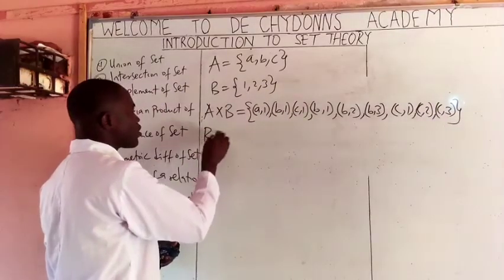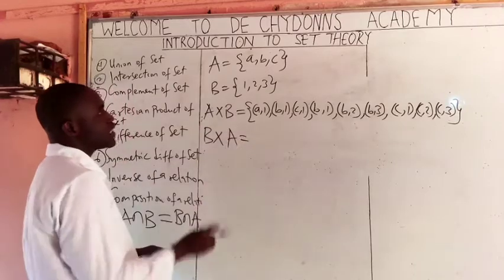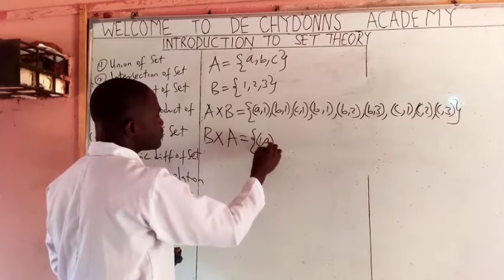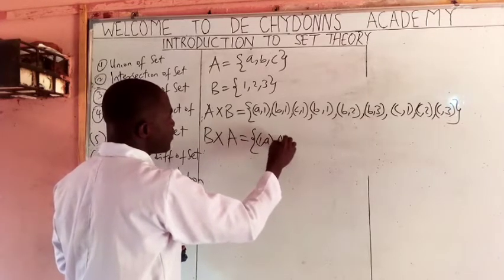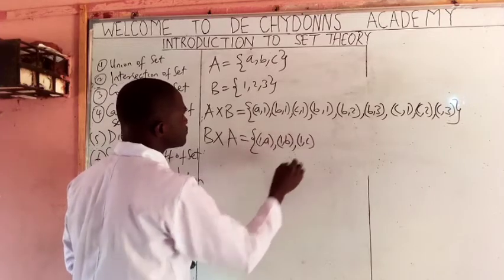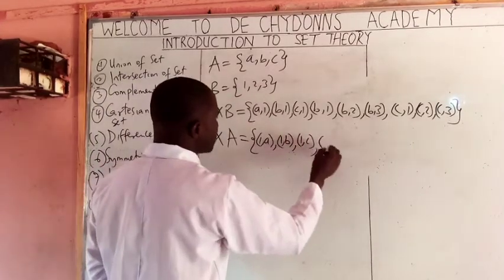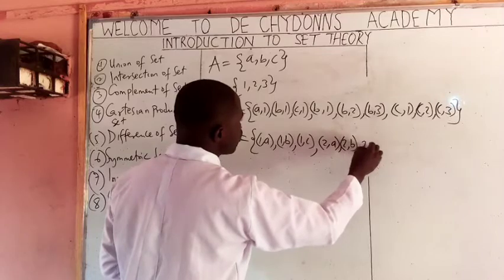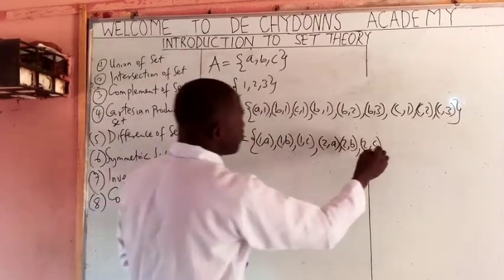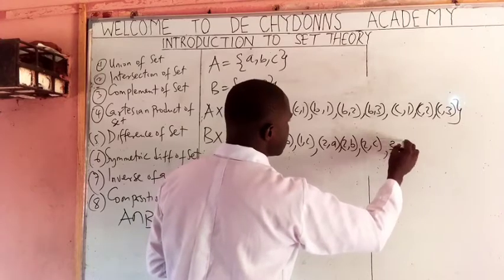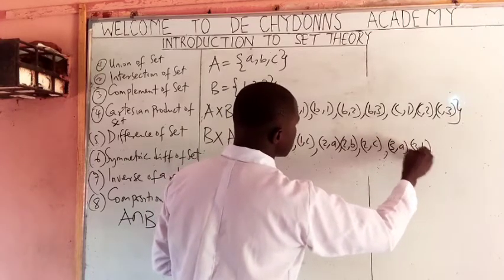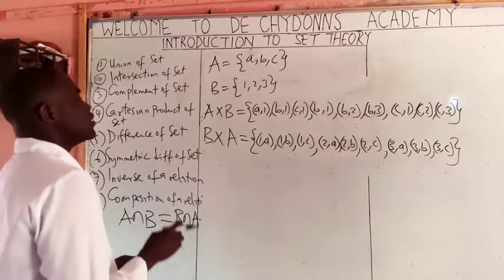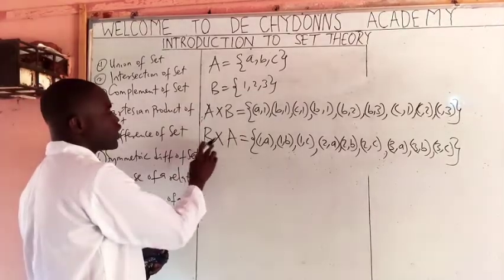Then what of B cross A? You now say, use the first element to multiply: 1, A; 1, B; 1, C. Use the second element to multiply: 2, A; 2, B; 2, C. Use the third element to multiply: 3, A; 3, B; 3, C. So we say that this is A cross B and this is B cross A.